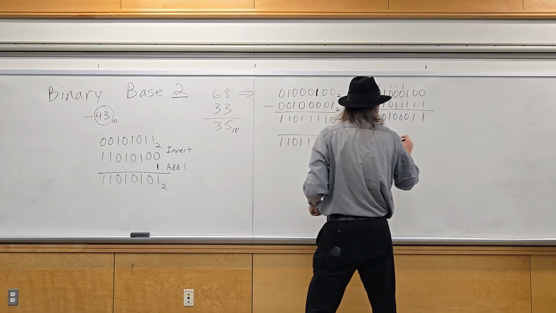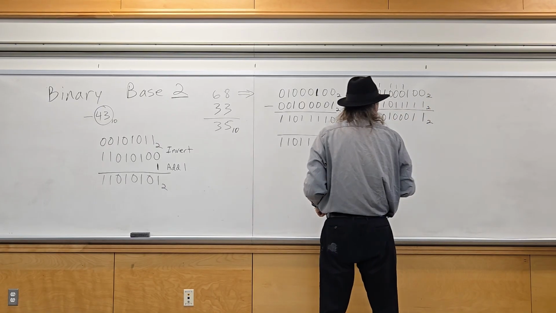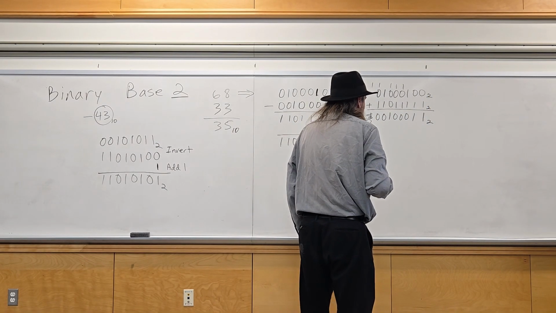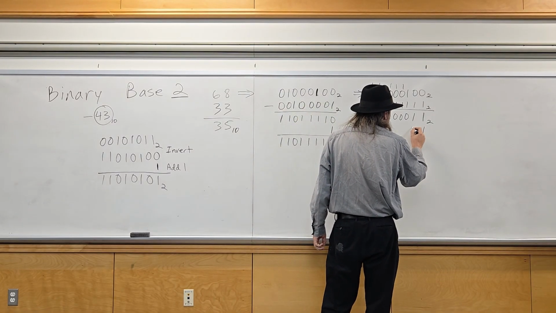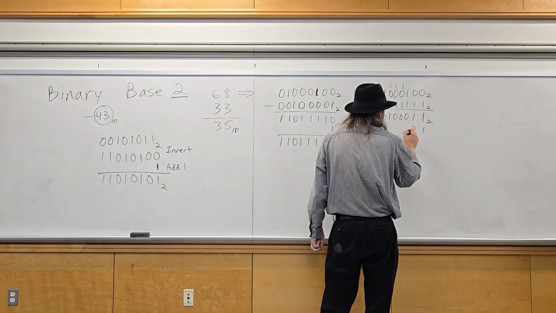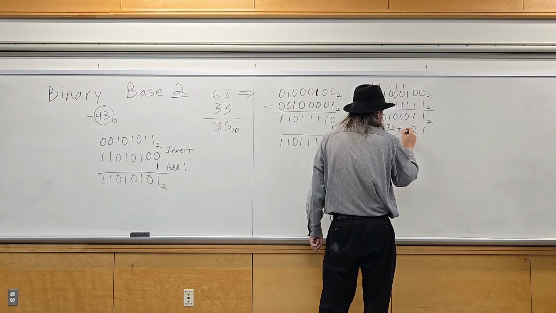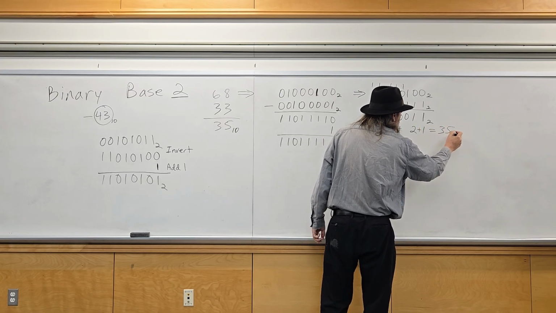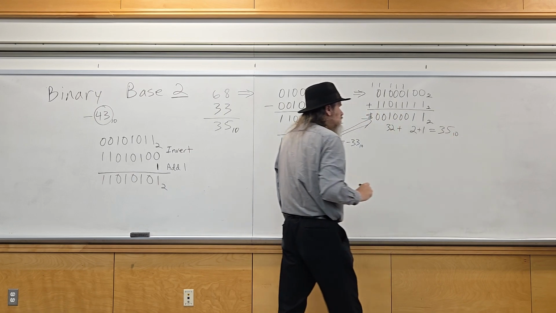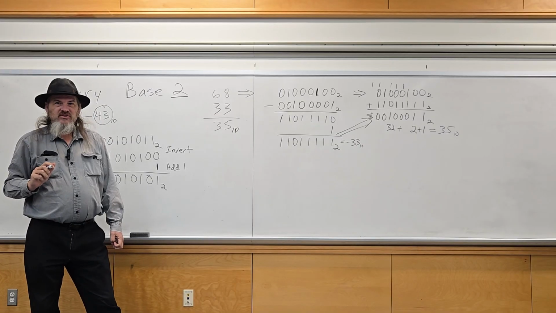Let's see if this is 35 as the result here. Got 1, 2, no 4s, no 8s, no 16s, and a 32. So that equals 35, base 10. Works out nice and neatly, doesn't it?